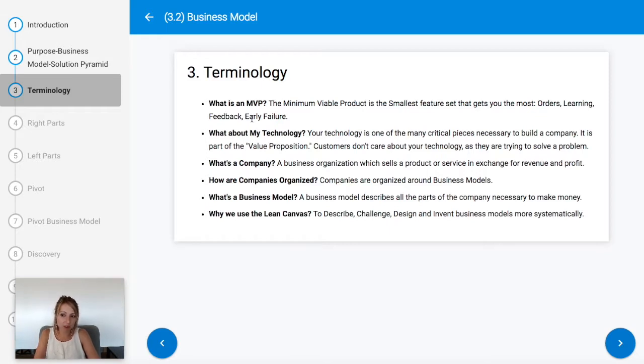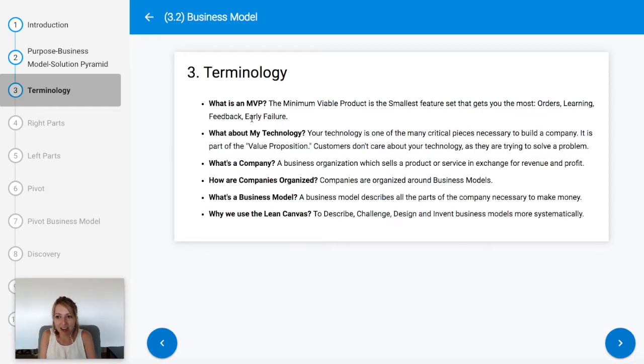It's interesting to know how companies are organized. Companies are organized around business models. This is one thing we are going to learn today, how to fill in our business models. And what's a business model? A business model describes all the parts of the company necessary to make money. That's why it's very important, because with this tool we can have one image, a very useful tool, to give us information on every part, every feature, every relation, everything I need to make money. And why do we use this canvas? Because it's important to describe, challenge, design, and invent business models more systematically.